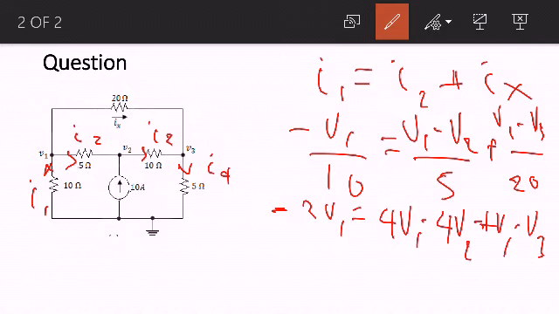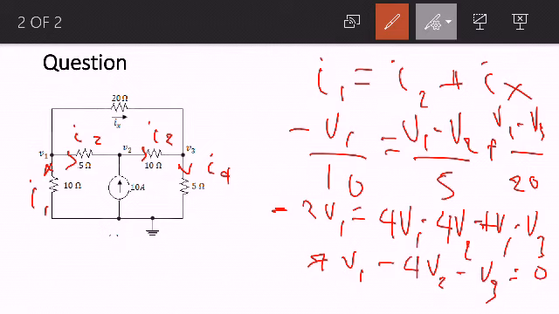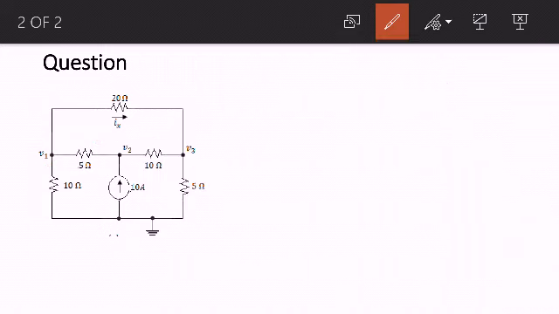Collecting like terms now, we are going to get 7V1 minus 4V2 minus V3, all equal to 0. So you can write that out somewhere: 7V1 minus 4V2 minus V3 equal to 0. Okay, so we look at node 2 again. Let's look at node 2.